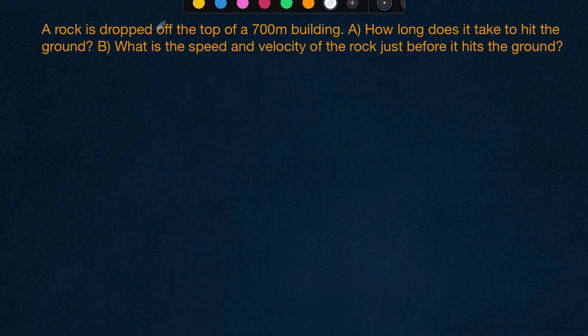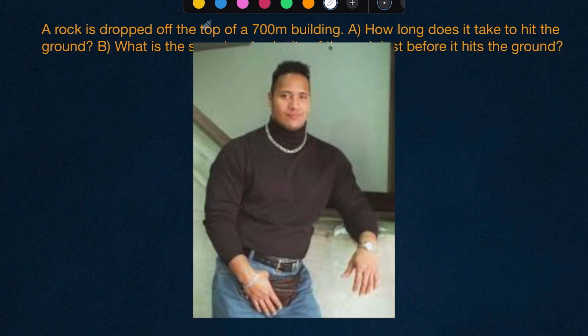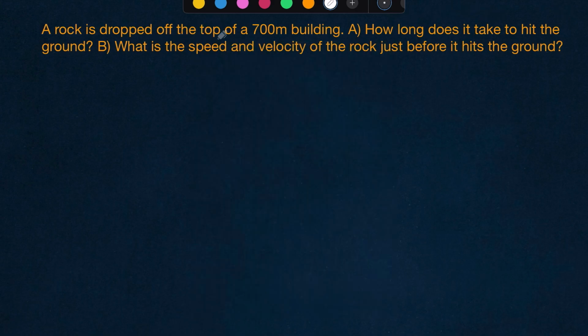A rock is dropped off the top of a 700-meter building. How long does it take the rock to hit the ground? What is the speed and velocity of the rock just before it hits the ground? So this is a pretty basic physics problem that we will break down into 3 simple steps.